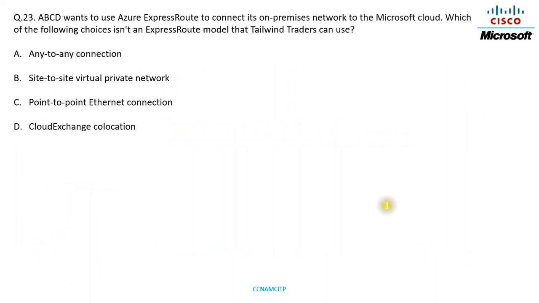Next question, again. ABCD company wants to use Azure ExpressRoute to connect its on-premises network to the Microsoft Cloud. Which of the following choices isn't an ExpressRoute model that this company can use? For example, Tailwind Traders. So ABCD, and you have to select any to any connection they don't want to use.